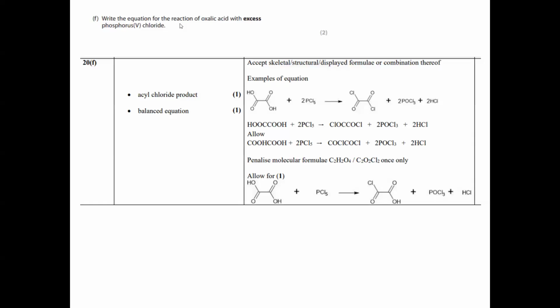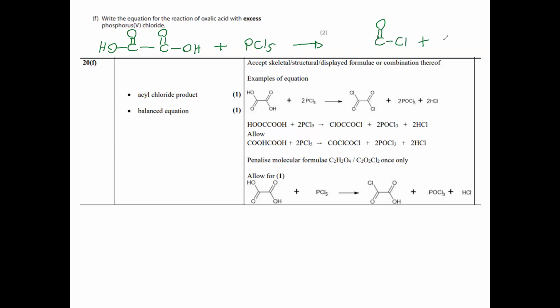Okay, next: write the equation for the reaction of oxalic acid with excess phosphorus pentachloride, PCl5. So oxalic acid with PCl5. They are not asking for the displayed formula of anything, so we'll write the normal structural formula that we use. Oxalic acid is a dicarboxylic acid. When you add PCl5, the chlorine atom will replace the OH group. So you get COCl.